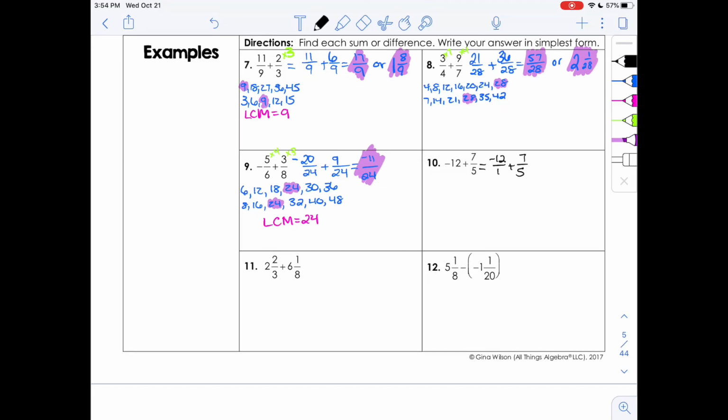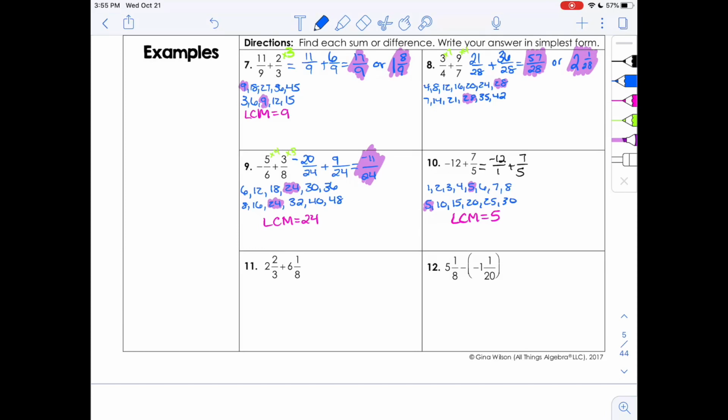So I'm going to list the first few multiples of 1 and 5. My multiples of 1 are 1, 2, 3, 4, 5, 6, 7, 8. My multiples of 5 are 5, 10, 15, 20, 25, 30. Comparing these two lists, the smallest number that they have in common is 5. So I've determined that my least common multiple equals 5.